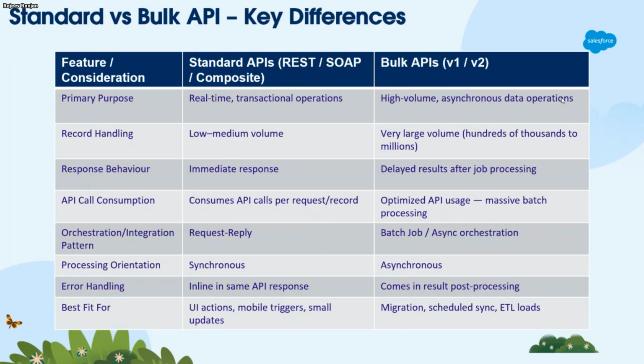And what is the best fit for each? We have seen that UI actions, UI interactions, and mobile triggers, in our day-to-day life, like account management and the banking sector, mostly use the standard API. But wherever you need migration, scheduled sync, data load, or data syncs, we can put those into the bulk APIs. So these are the features through which we can decide whether we should use the standard or the bulk API.